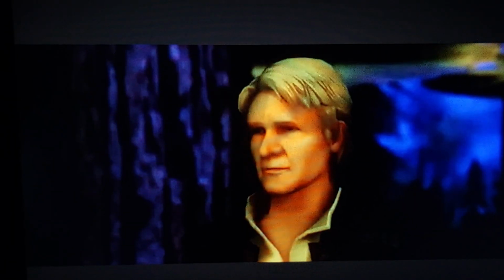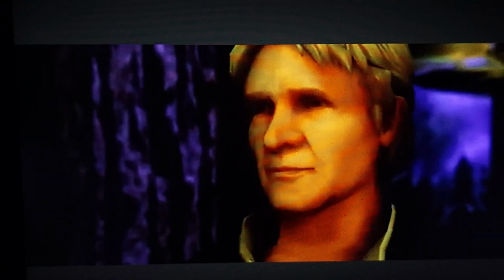What a surprise. Yeah, this is the scene where Han Solo talks to Luke. Luke is a bit older now. And Mara, I think this obviously takes place after Heir to the Empire.